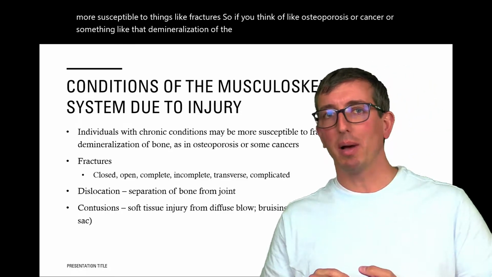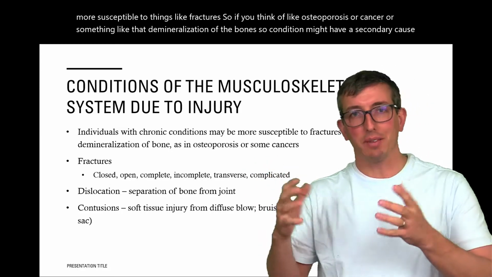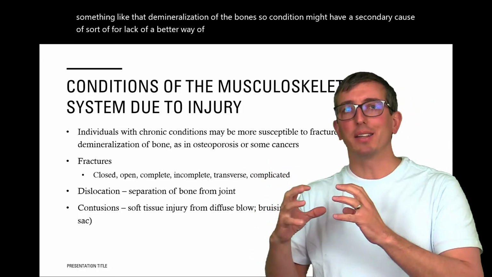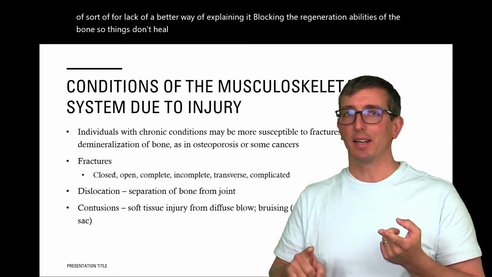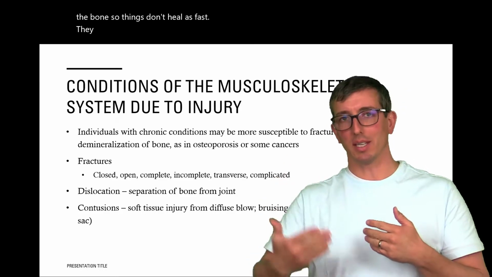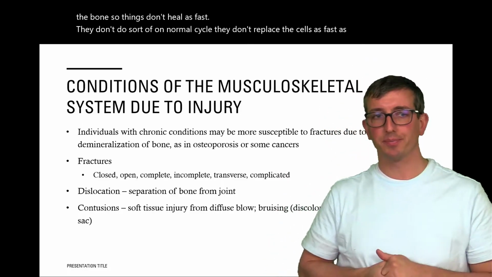So a condition might have a secondary cause of, for lack of a better way of explaining it, blocking the regeneration abilities of the bone. So things don't heal as fast. They don't do it on a normal cycle. They don't replace the cells as fast as they should, stuff like that.